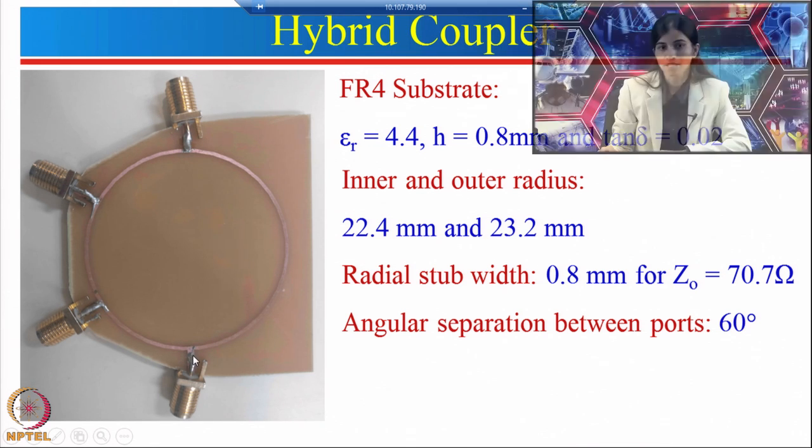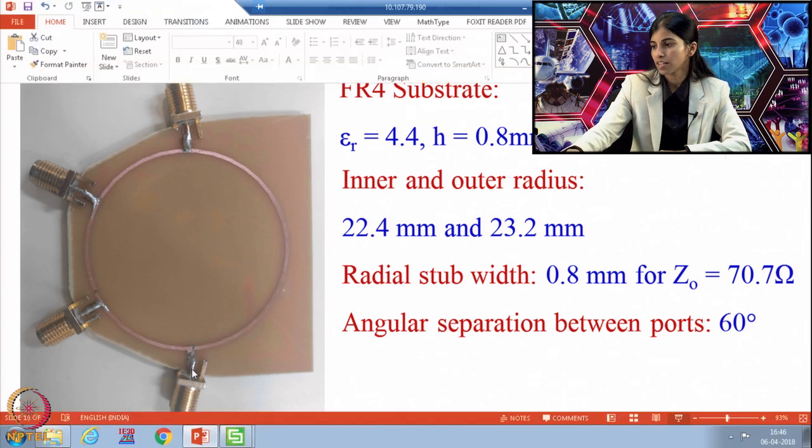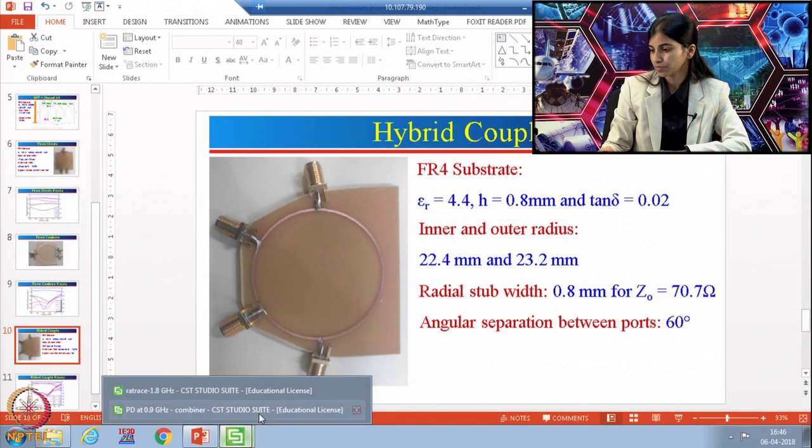Now, if you see at this particular port, this length is 3 lambda by 4, and again this length is 3 lambda by 4. So, again here the power should be half and it should be in the same phase. Now, if you compare these two ports, here it will be shifted by 90 degrees and in this case it will be shifted by minus 270 degrees. So, we will try to observe this in our simulation result.